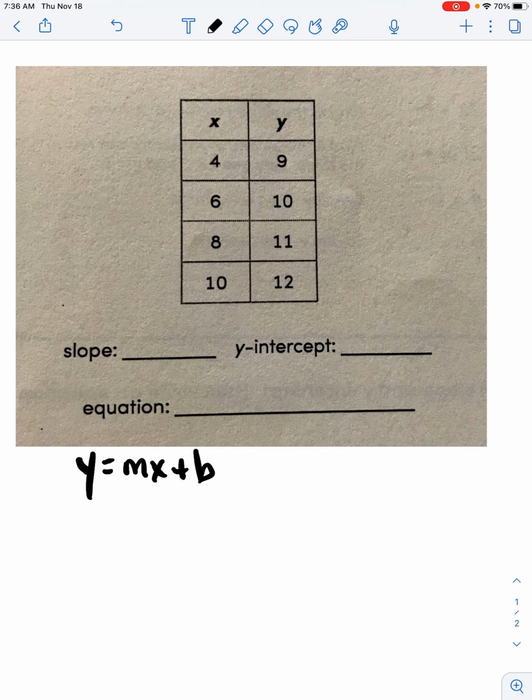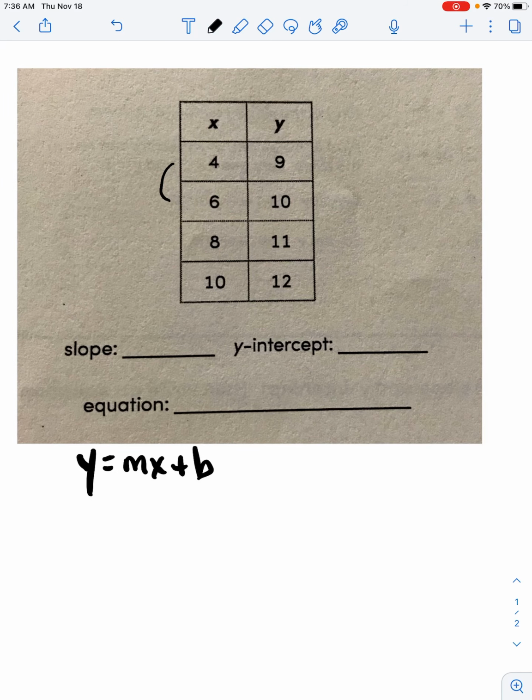So the first thing that we're going to do is look at the slope. Well, what is the slope? It's the rate of change. So let's look at the change in the x and the change in y so that we can figure out the slope. If we look here in the x column, we're adding 2. The change here is 2. The change here is 2. So there's a constant rate of change here for the x of 2.